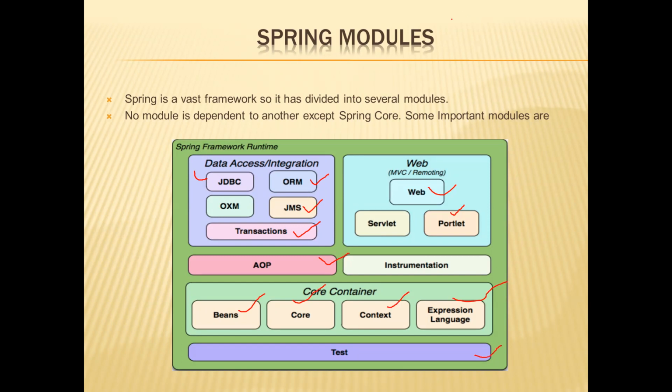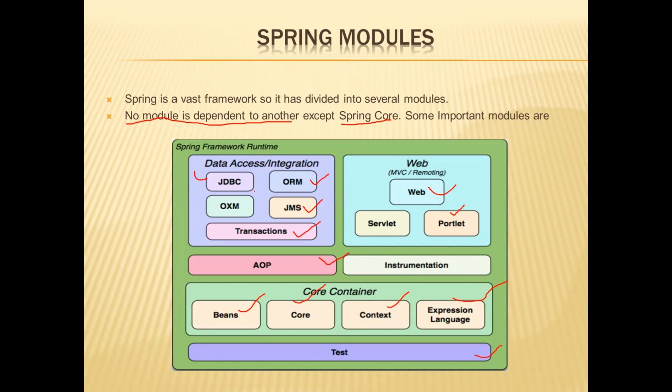If you want to work with Spring, you need not learn all the modules here. So that's why no module is dependent on another except Spring Core. That is what we are learning now. This is the Spring Core container. Here we have the IOC container, application context, component scanning. These are core features you should know when you are learning any module here. All modules are dependent on Spring Core itself.